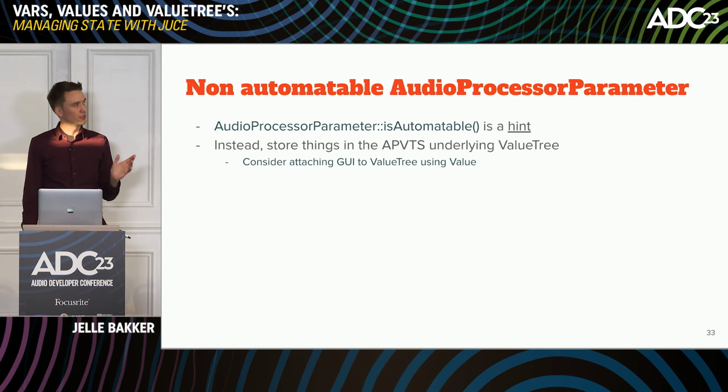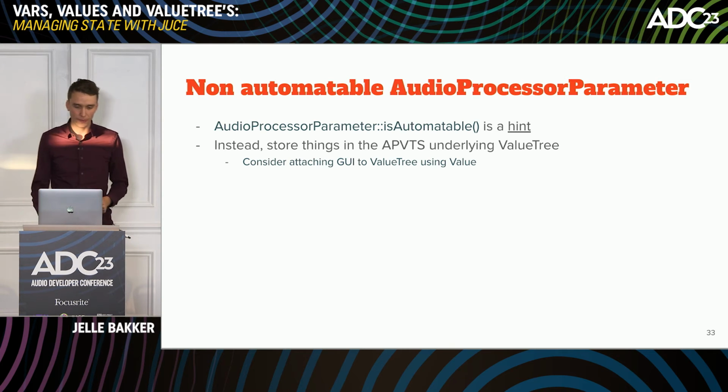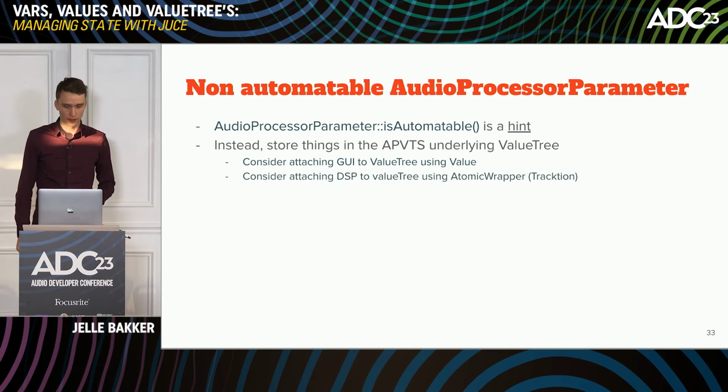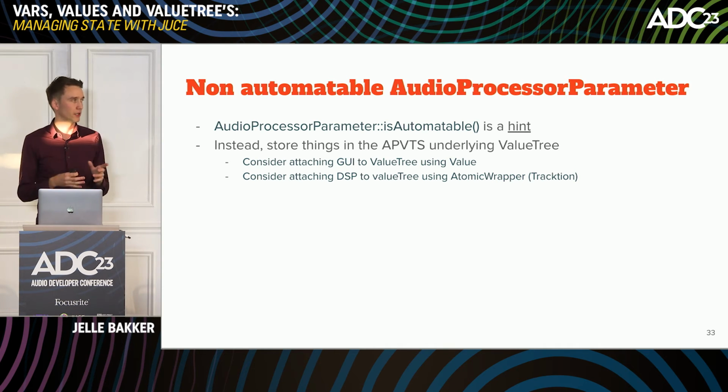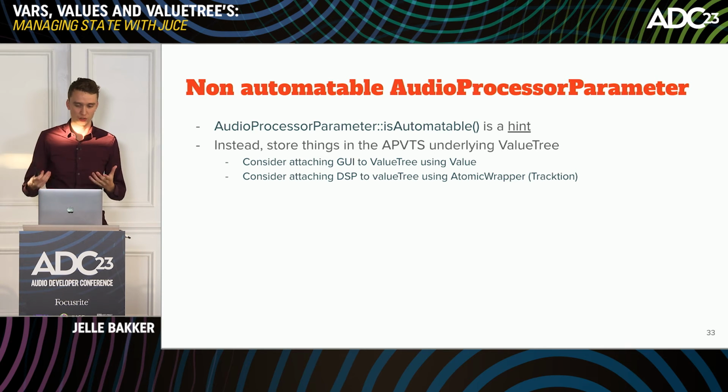You can still easily attach GUI objects to your value tree using the value, but I'll come to that in a second. And then you can also easily attach DSP to the value tree using atomic wrapper, part of Tracktion. Tracktion is another library extension of JUCE, which is mostly used for DAW projects, but there's a lot of nice state management stuff in it as well.